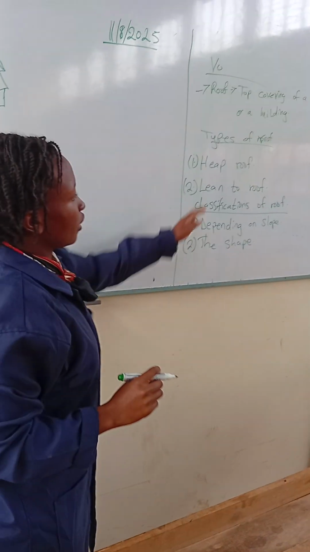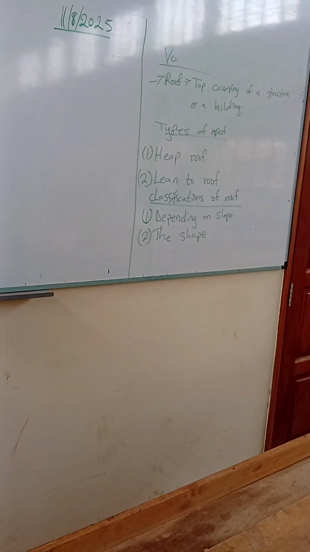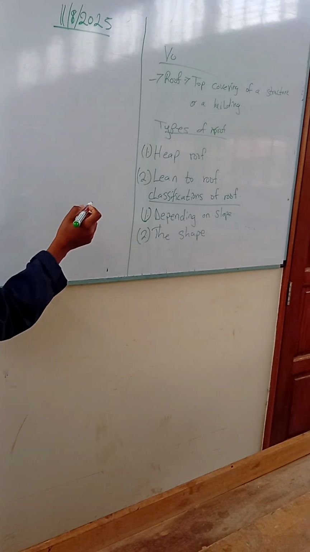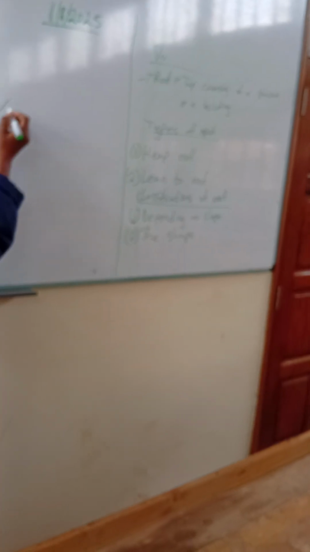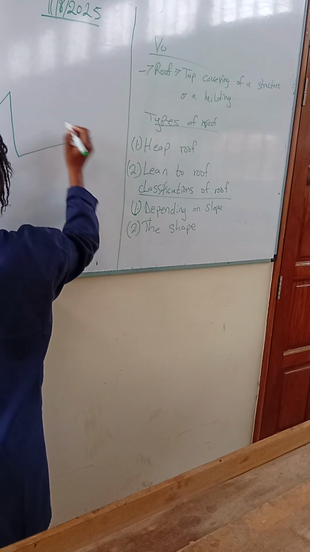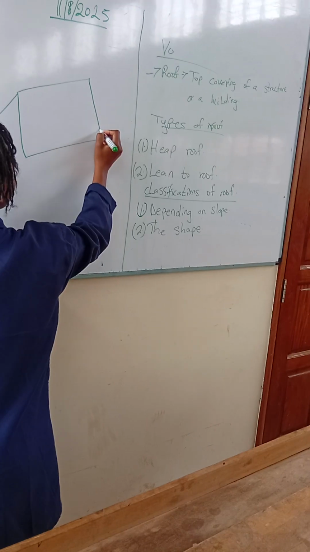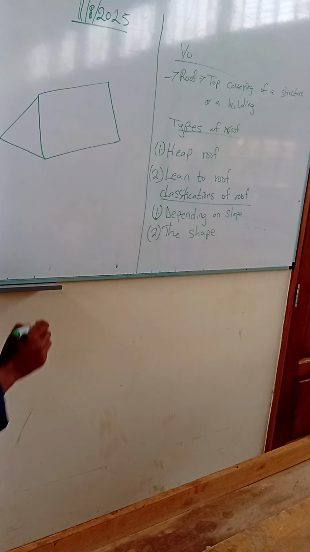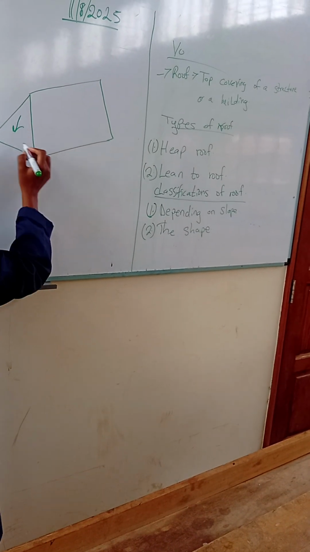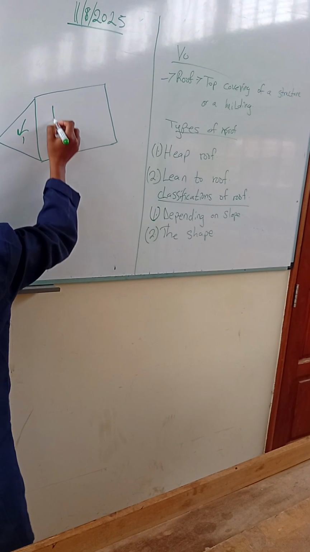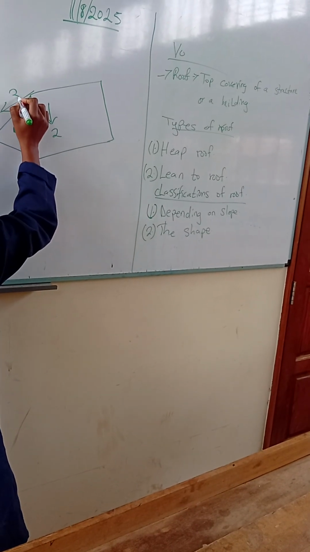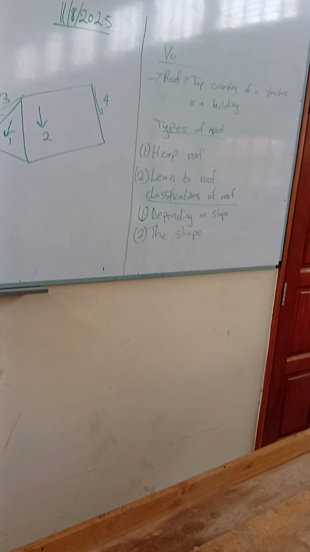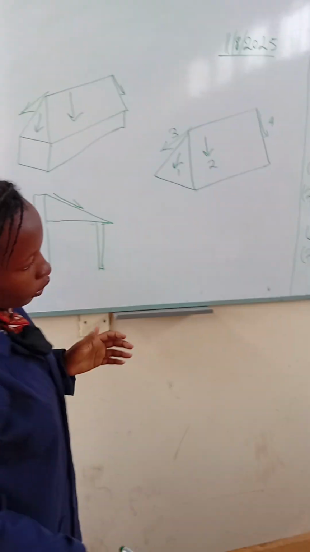We find that on a hip roof we have several directions, and that is what we are calling the slope. So on a hip roof we can see that we have several slopes. We have this one being the first slope, number 1. Then we have the second slope, the third slope, and the fourth one on the other side. We can have several depending on the slopes.